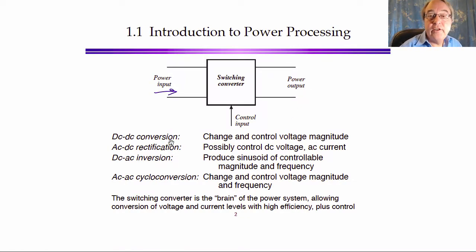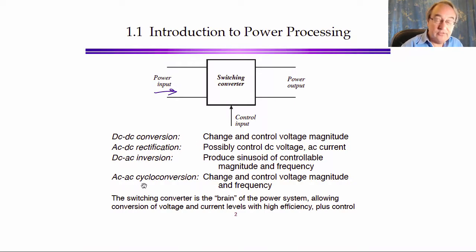DC to DC conversion is a common function performed by converters in which the voltage of the DC is changed and possibly regulated. So we may change, say, a high input voltage into a low DC output voltage. Rectification is the conversion of AC to DC. And in the process, we may want to control the DC output voltage, and maybe also the AC input current waveform. The inverse of rectification is called inversion, in which we have a DC input and we produce an AC output of a controllable frequency and magnitude.